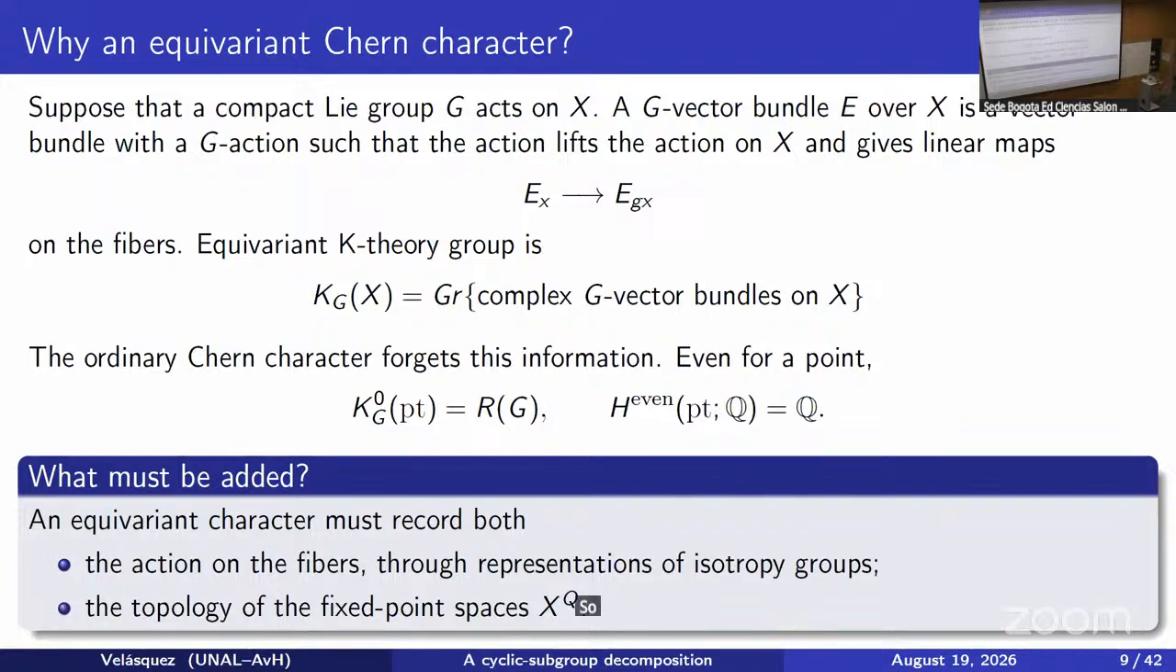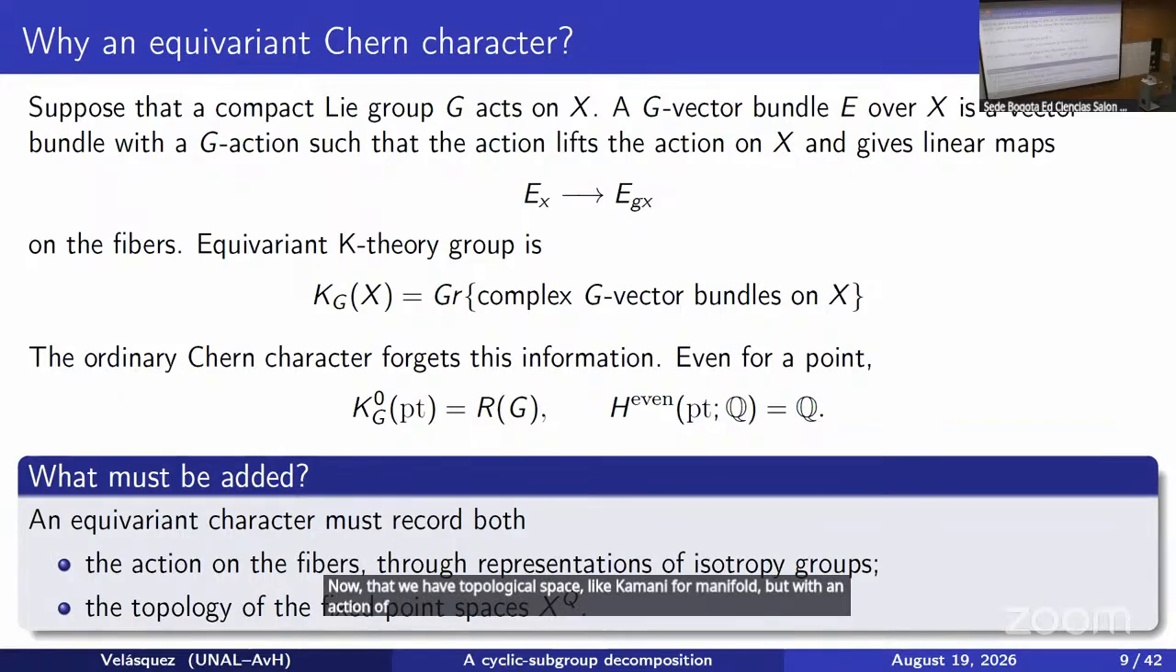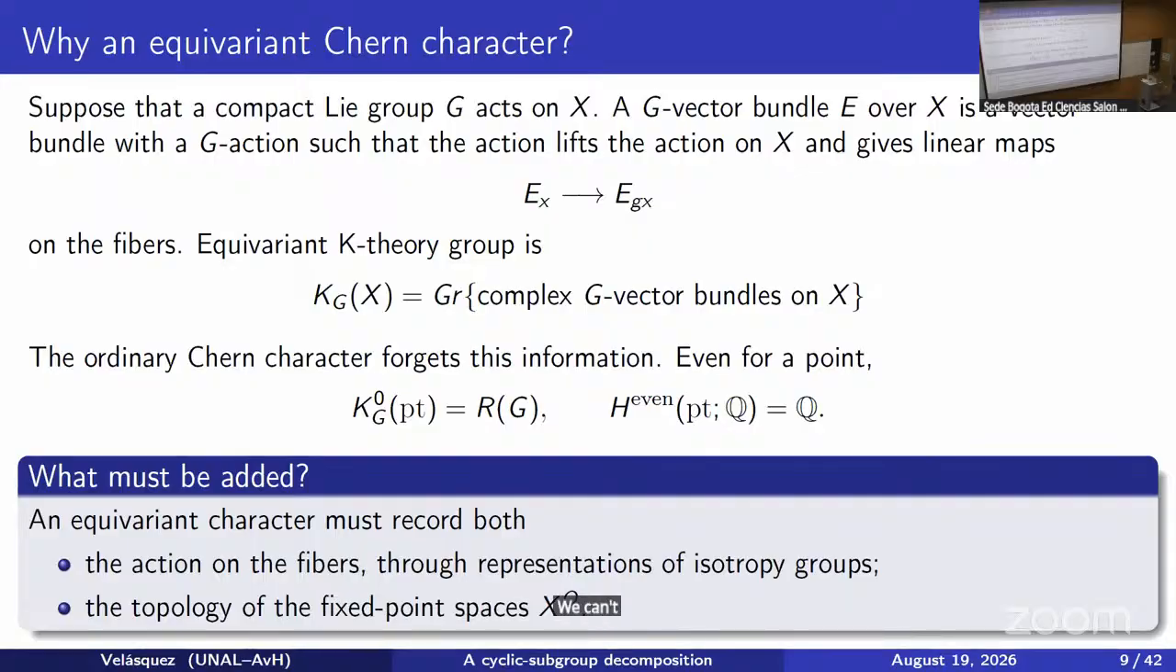So now suppose that we have a topological space like a manifold, a smooth manifold, but with an action of a Lie group. For example, an action of the rotation group or an action of a finite group. We can play the same game. What is a vector bundle, but in this context? In this context, we will consider vector bundles with G action.